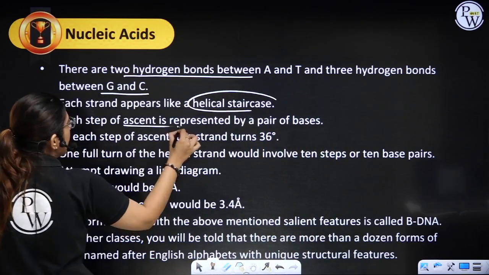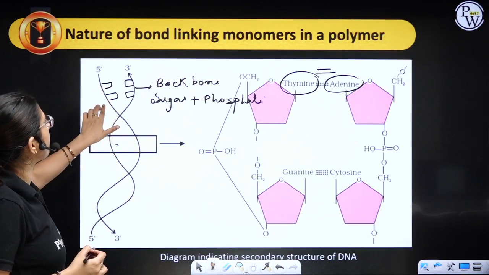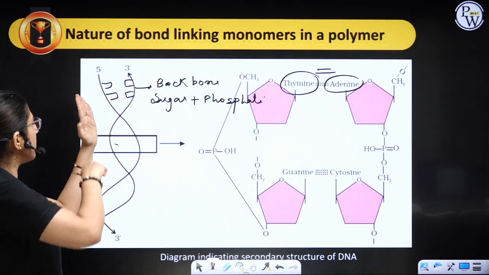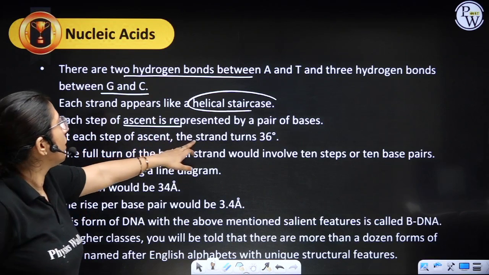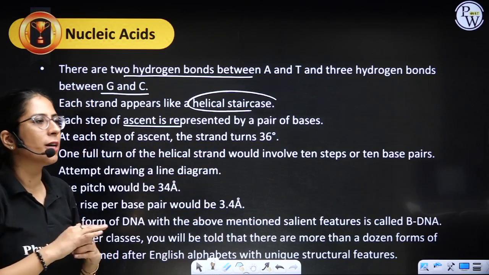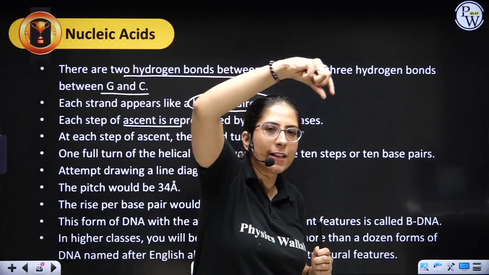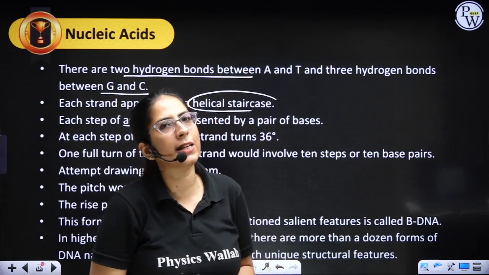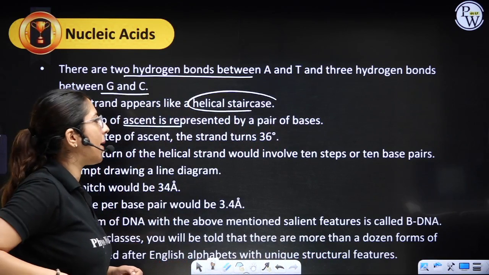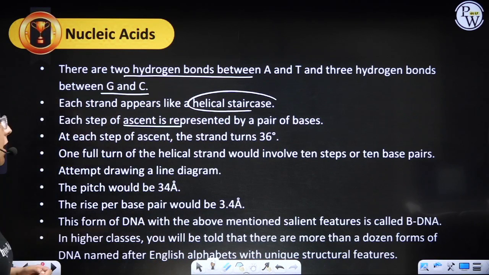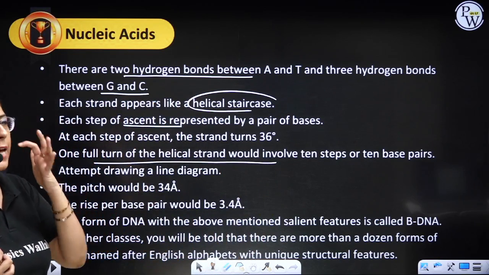Each step of ascent is responsible for a pair of bases. So here the pairs of bases are present, right? It is like we have an imaginary axis, and around it they are being wound. Now at each step the strand turns 36 degrees towards the upper side. So in a 360 degree turn, a total of 10 base pairs are present. One full turn of the helical strand would involve 10 steps or 10 base pairs.